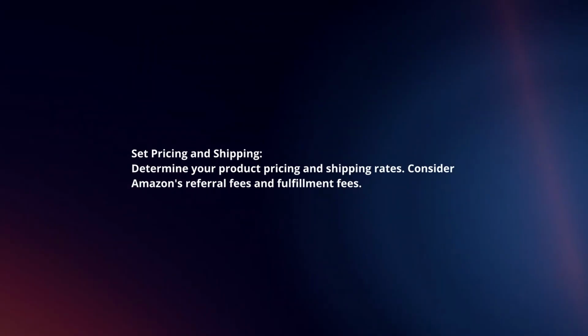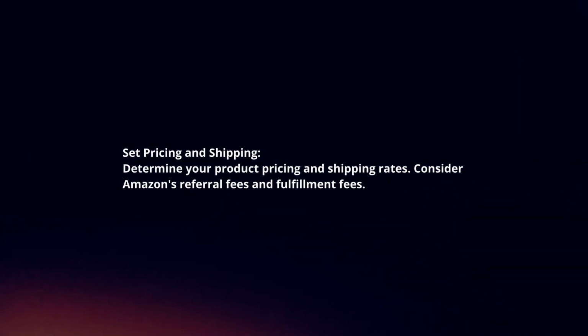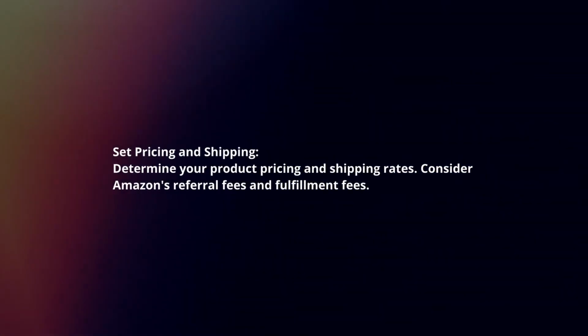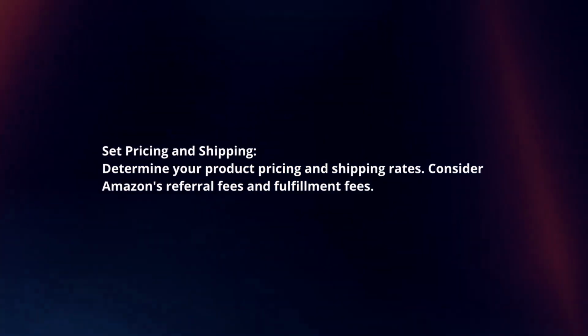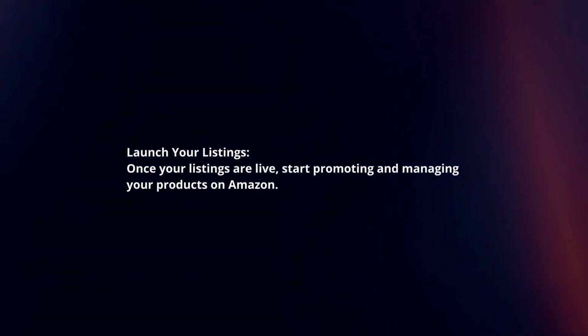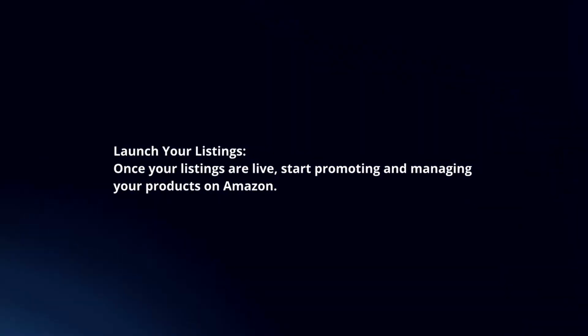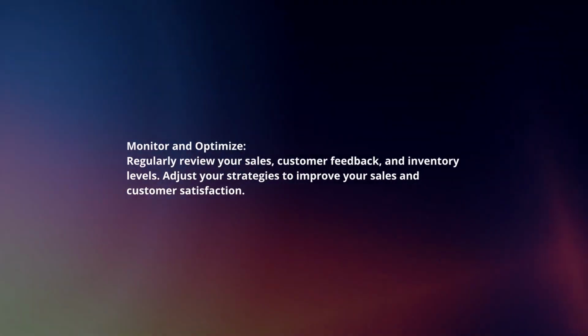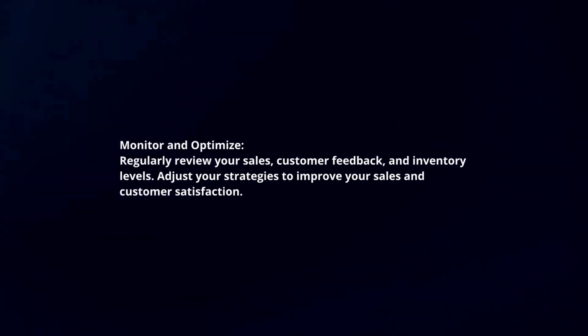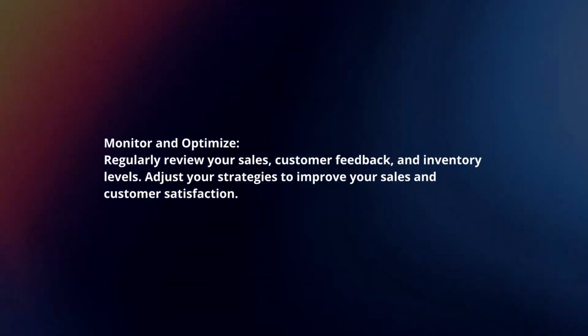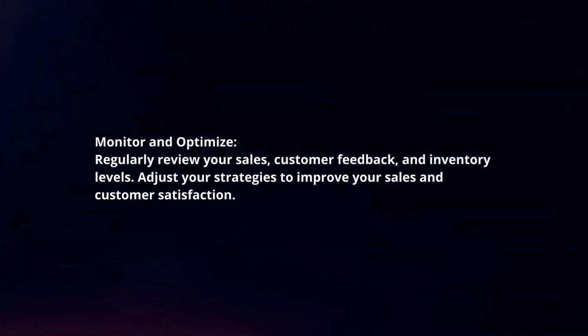Set pricing and shipping. Determine your product pricing and shipping rates. Consider Amazon's referral fees and fulfillment fees. Launch your listings. Once your listings are live, start promoting and managing your products on Amazon. Monitor and optimize. Regularly review your sales, customer feedback, and inventory levels. Adjust your strategies to improve your sales and customer satisfaction.